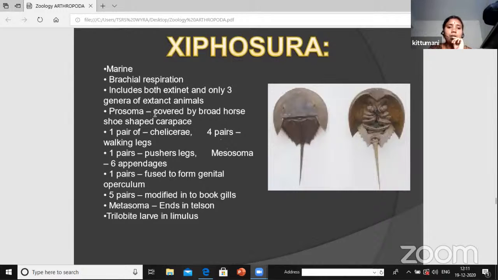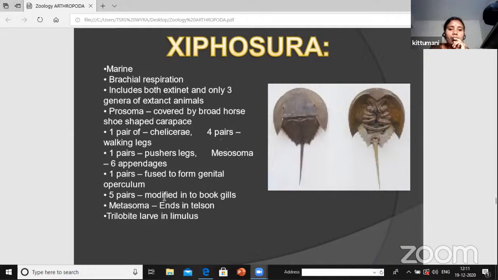Here the prosoma is covered by a broad horseshoe-shaped carapace and has 1 pair of chelicerae, 4 pairs of walking legs and 1 pair of pusher legs. So in the general characters of the subphylum we already discussed 6 pairs of appendages. Next, the mesosoma. Prosoma means the anterior one, mesosoma means the middle one. The mesosoma also has 6 appendages. 1 pair fuses to form the genital operculum.